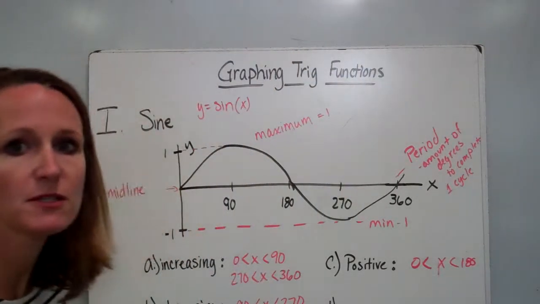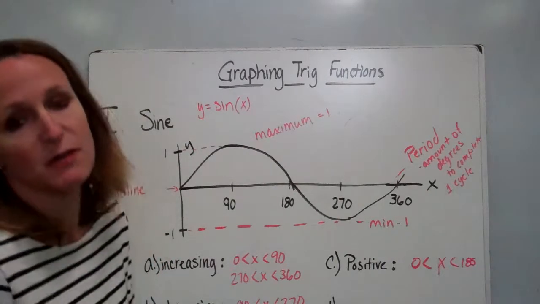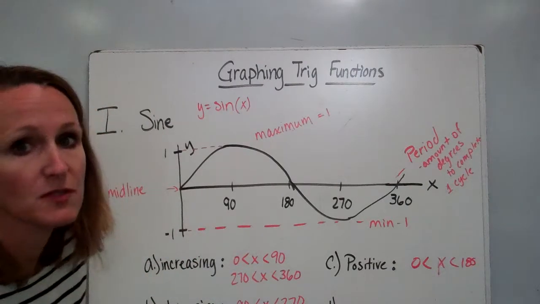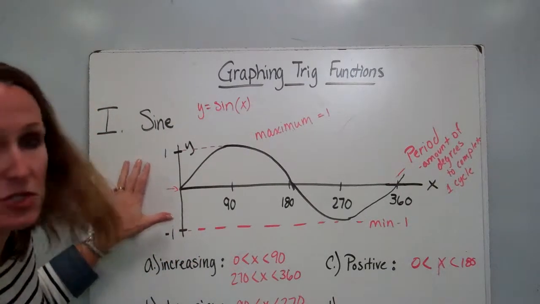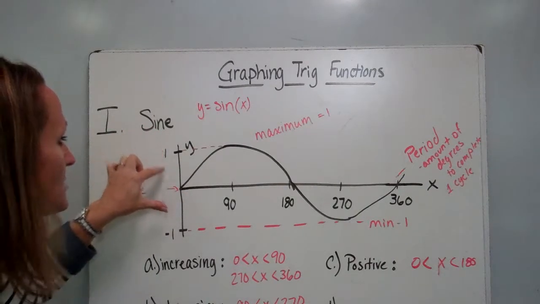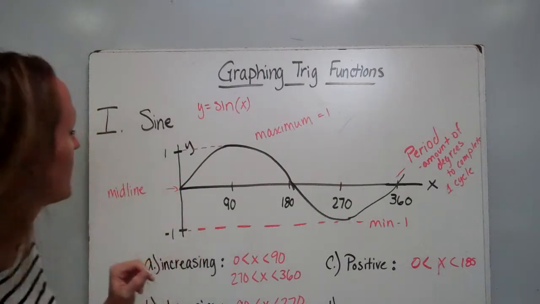Okay, in this video we're going to talk about graphing trig functions. So we've got our three basic trig functions that we've been talking about, sine, cosine, and tangent, and we need to talk about what their graphs look like. So this is the graph of a sine function. Notice how we still use an x and y, and it starts at 0. That's what sets the sine function apart from the other two.